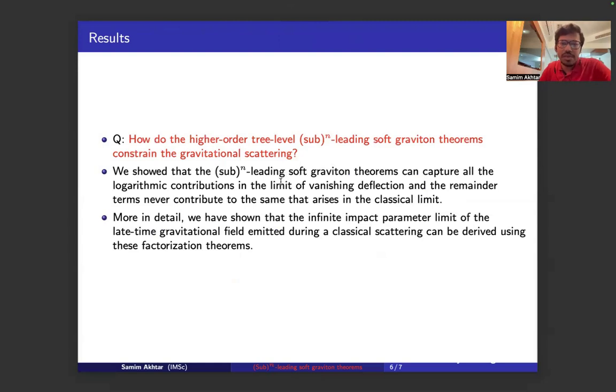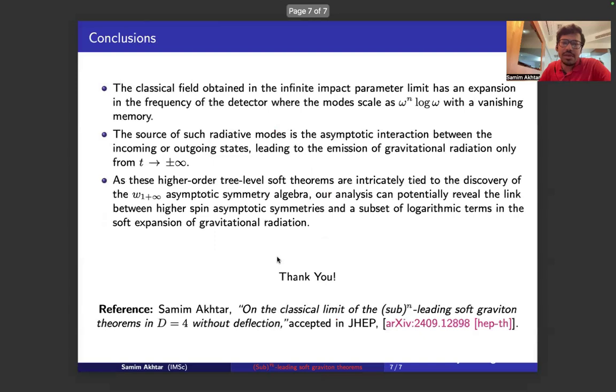And the answer is that we showed that the sub-to-the-power-n leading soft graviton theorems can capture all the log terms in the limit of vanishing deflection, or the infinite impact parameter limit, and the remainder terms never contribute to the same that arises in the classical limit. More in detail, we have shown that the infinite impact parameter limit of the late time gravitational field emitted during a classical scattering can be derived using this factorization theorem. And this is the conclusion that we have seen: all the omega to the power n log omega terms are captured through this factorization theorem, and the source of such relative modes is the asymptotic interaction between the incoming or outgoing states, leading to the emission of gravitational radiation only from t plus minus infinity.